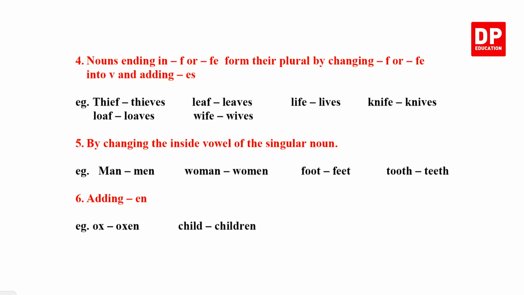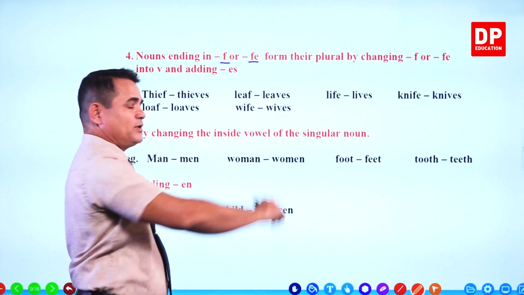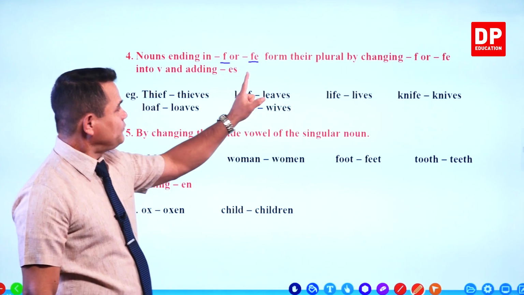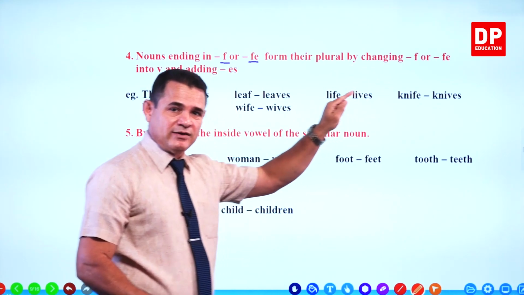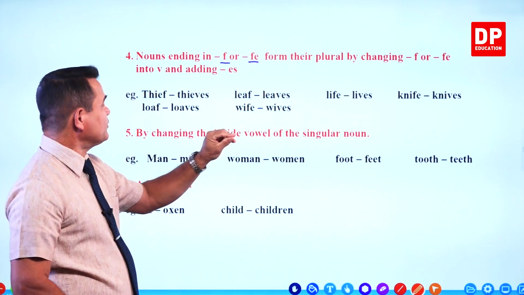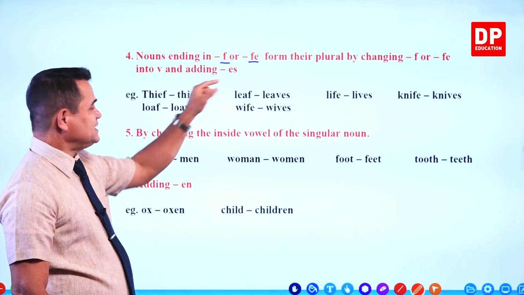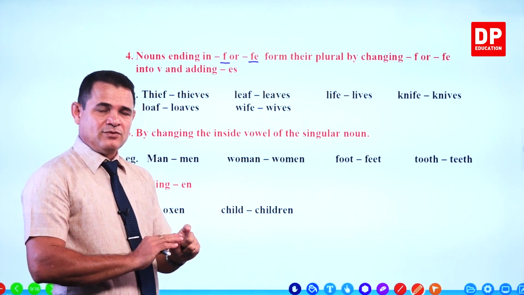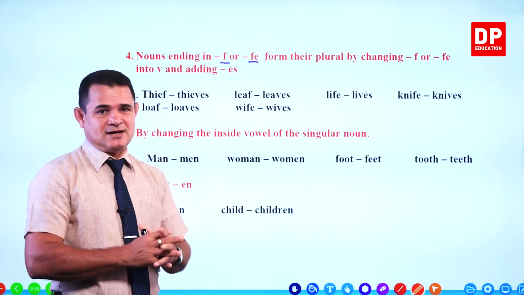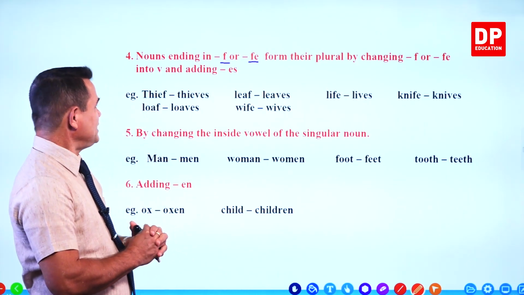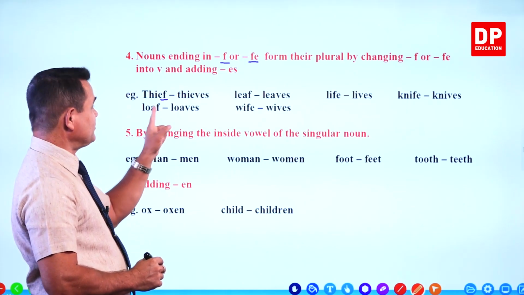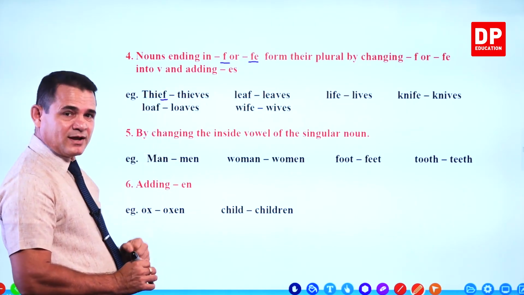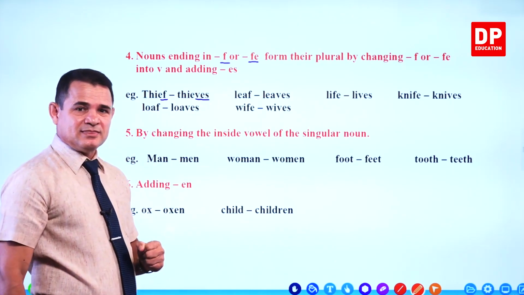And the next rule: nouns ending in F or FE. Nouns ending in F or FE form their plurals by changing the F or FE to V and then adding ES. Or you can say remove F or FE and add VES instead. Let's see. Thief. The last letter is F. Change F to V and add ES, or remove F and add VES. Thief, thieves.